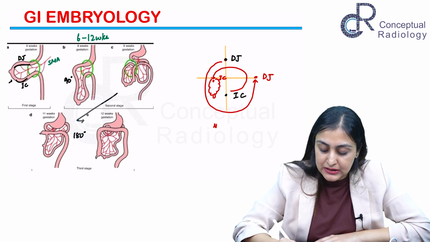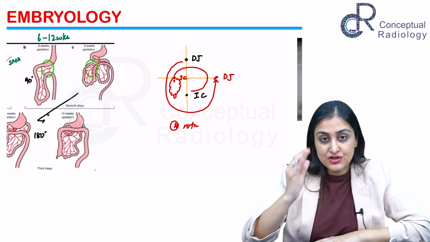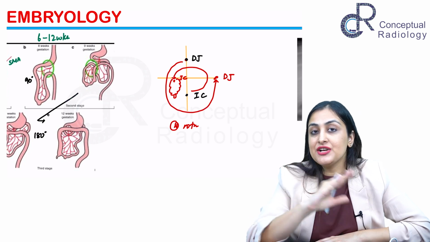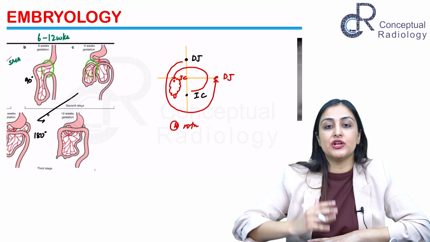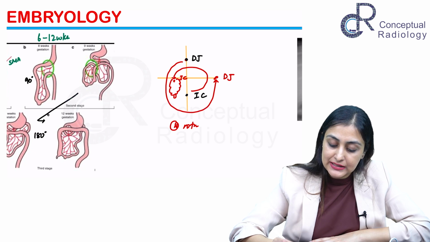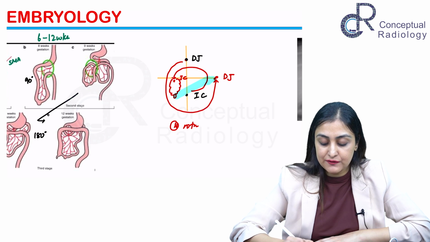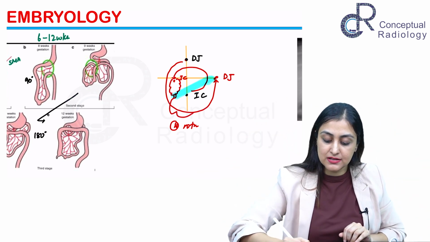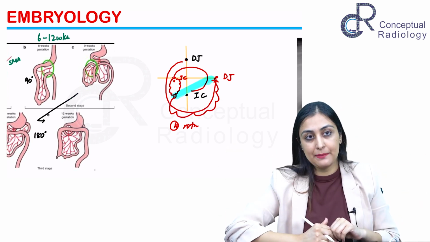So this is normal rotation. Did you understand? So eventually what happened? DJ flexure to the left of the midline. Remember how I was talking about this? DJ flexure lies to the left of the midline, whereas IC junction is to the right of the midline, somewhere in the right iliac fossa. And between them, what lives? Between them, what is lying here is the mesentery root. So this is where we have the root of mesentery, and then the mesentery is hanging like a ballerina skirt from this level. So this is how our normal rotation is happening.